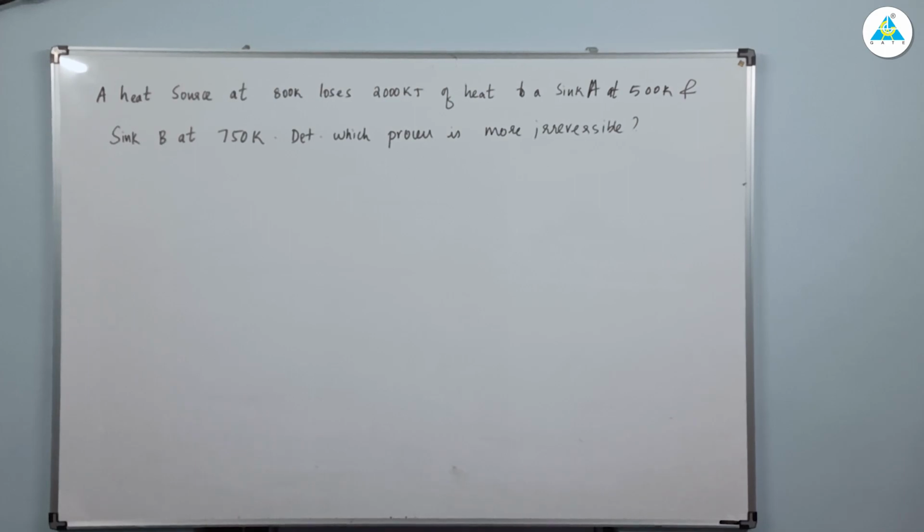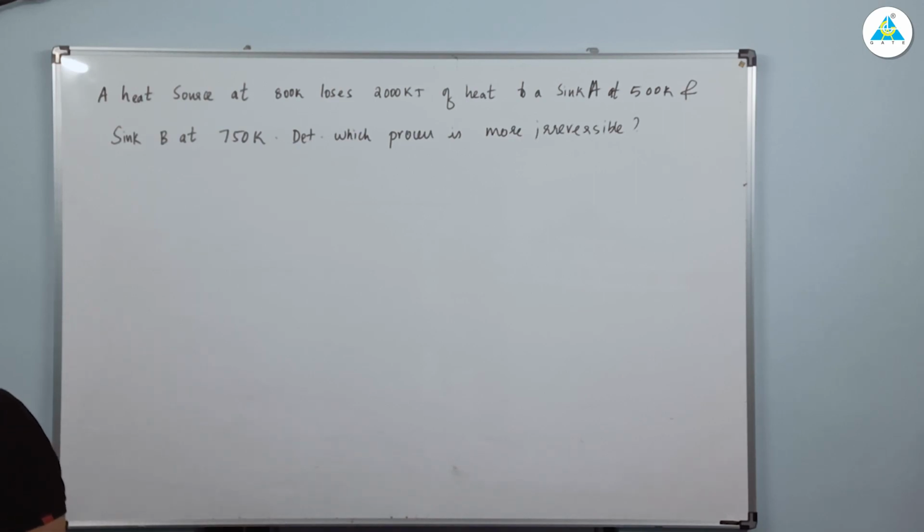You can read the question. Heat source at 800 Kelvin loses 2000 kilojoule of heat to a sink A at 500 Kelvin and sink B at 750 Kelvin. Determine which process is more irreversible. This is the question. Let me see the question first. I will read the question once again.